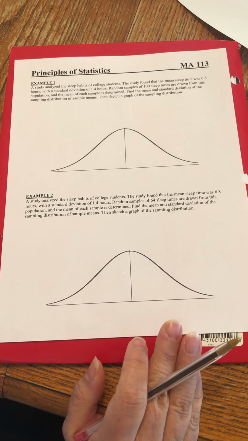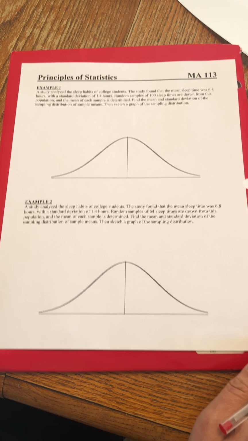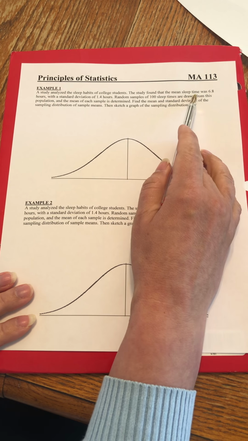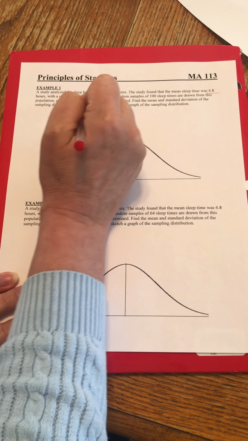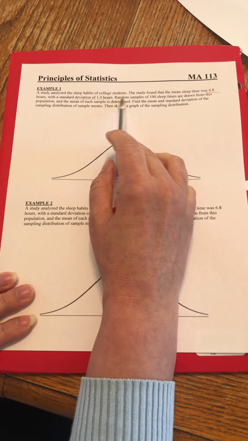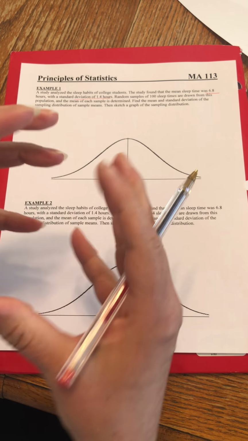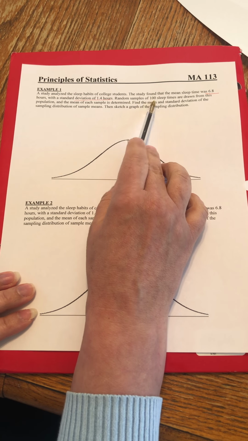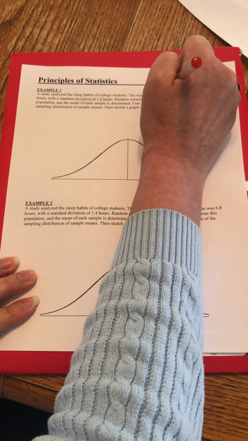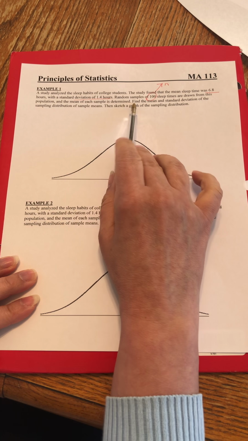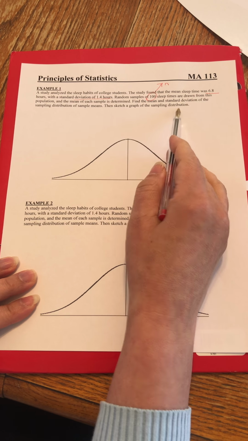Page 1. A study analyzed the sleep habits of college students. The study found that the mean sleep time was 6.8 hours with a standard deviation of 1.4 hours. Random samples of 100 sleep times are drawn from this population. So we're going to pull out a group of 100 people and record their sleep times. Our group is the size of 100, so here is our n. Find the mean and standard deviation of the sampling distribution of sample means and sketch a graph of this.